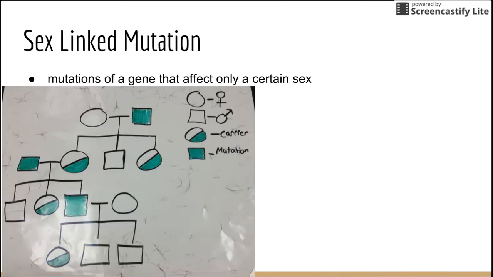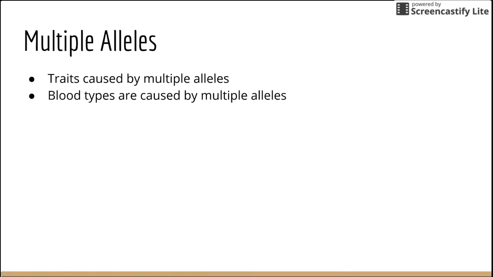Sex-linked gene mutations are, well, mutations of a gene that affect only a certain sex. In this picture, it shows the circles as females and the squares as males. And in this picture, only the males have the mutation, but females are carriers of it. There are some males, though, in this picture, that do not have the mutation.